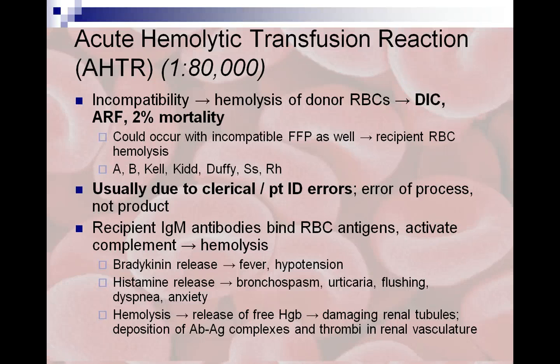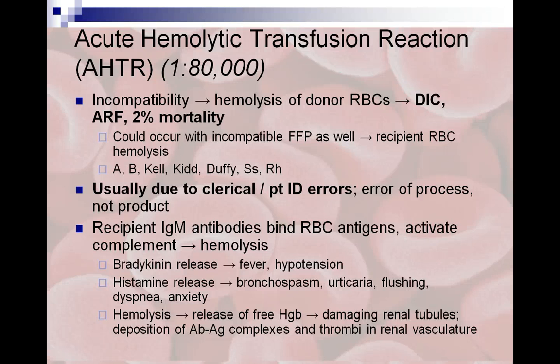What exactly is going on here? Well, the recipient has antibodies, specifically IgM antibodies, and I would remember that because that's something I would see on a board exam. These IgM antibodies will bind to antigens on the donor's red blood cells, activate complement, and start hemolyzing those cells. So there's release of various vasoactive substances, including bradykinin, which leads to fever and hypotension, and histamine, that causes the bronchospasm, the flushing, the itching, the dyspnea.